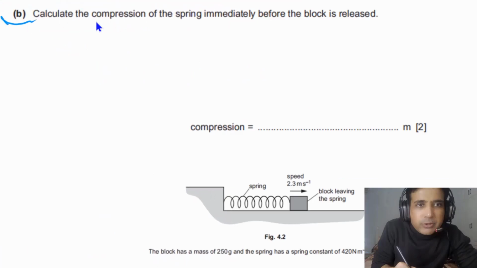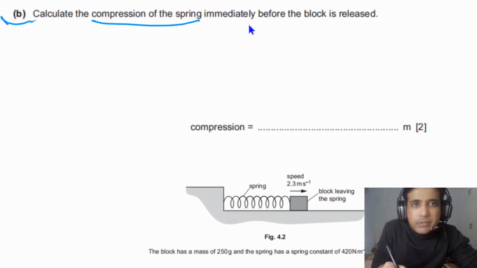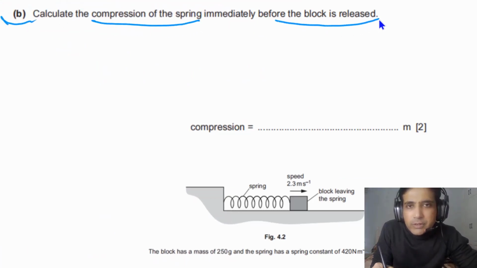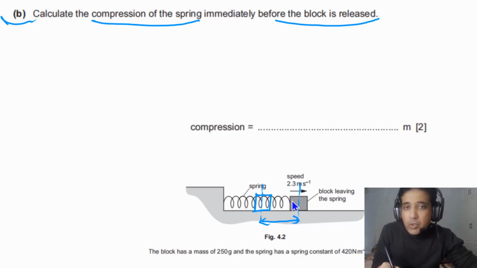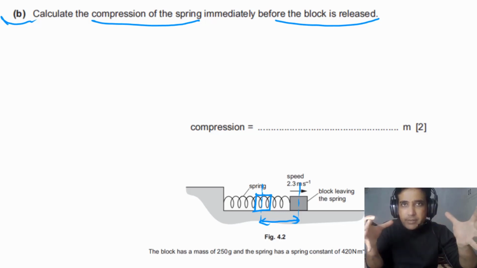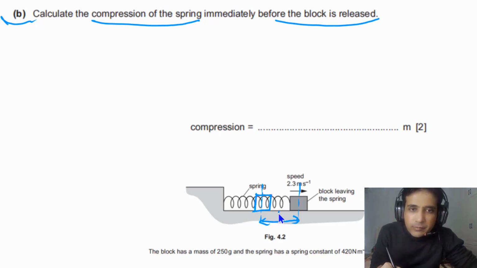For the second part, we need to calculate the compression of the spring immediately before the block is released. So it simply means that first of all, we compress the spring, we move this block to the left. So imagine that the spring is fully compressed when the block is at this point. And the question is asking us to calculate this amount of compression, because at this point the block is leaving the spring, meaning the spring is fully extended at this point. So we need to calculate the value of x.